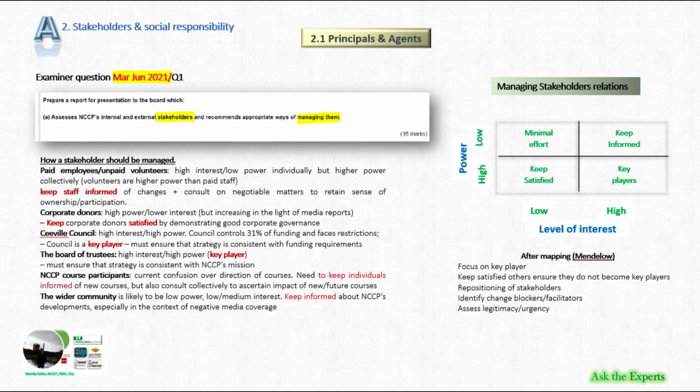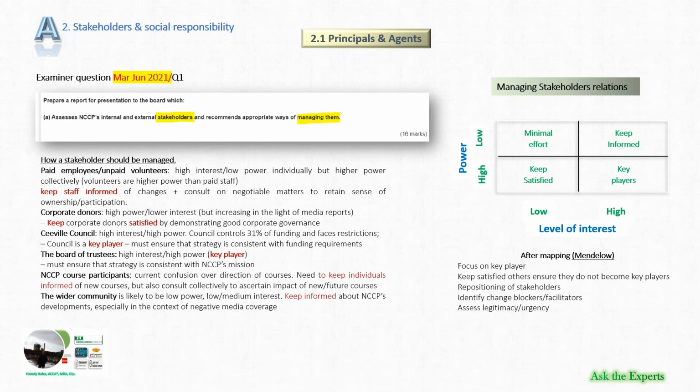And keep satisfied others. For example, regarding this question, the paid employees and unpaid volunteers are high interest with low power individually. But take care, they have higher power collectively, because volunteers are higher power than the paid staff. So, keep staff informed of changes, and consult on negotiable matters to retain a sense of ownership or participation.